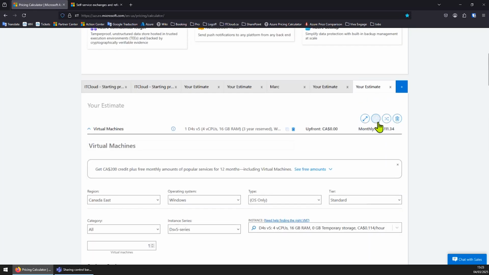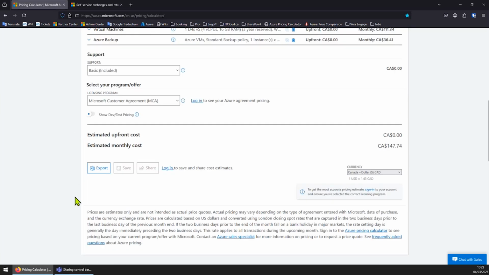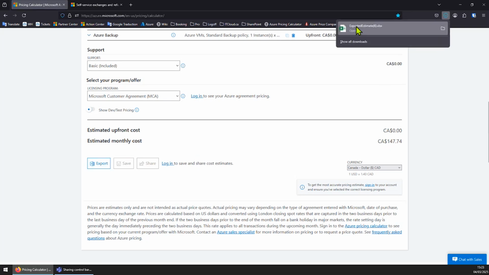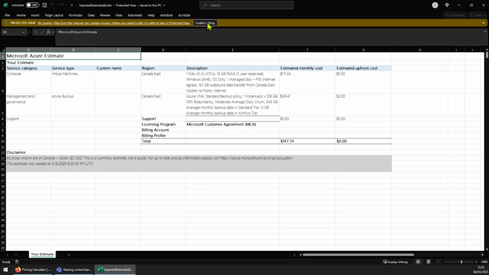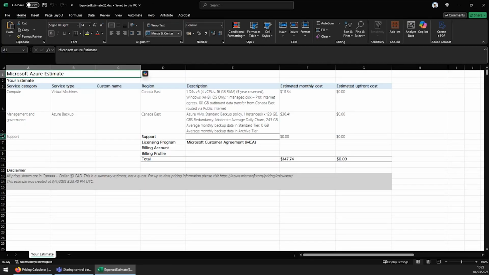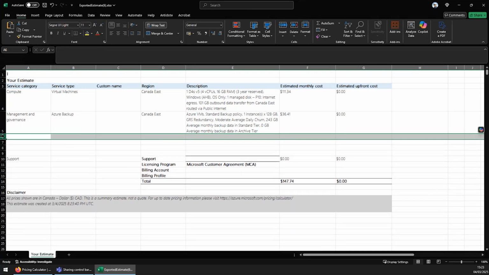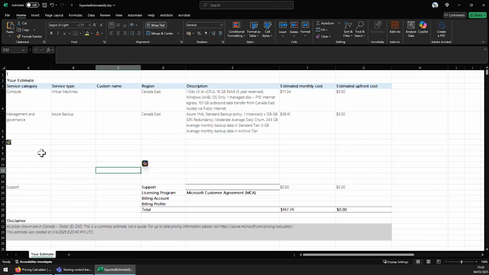So let's collapse that. Here we are. We have the VM and we have the backup. This is the first step of the estimate. Now we need to export that, where you will be involved as a reseller. We will play with this Azure file, and this Azure file is yours for sure. You can download it to have it. Here we will have access to all the data we need to start your recommendation and your proposal to your customer.